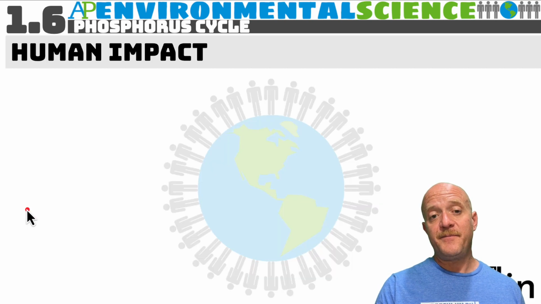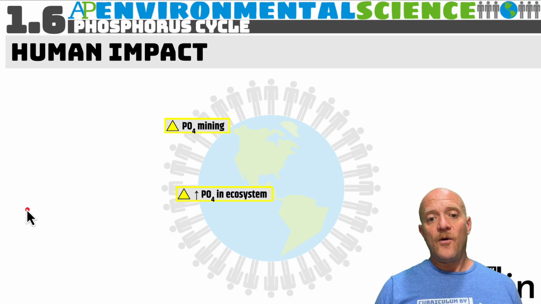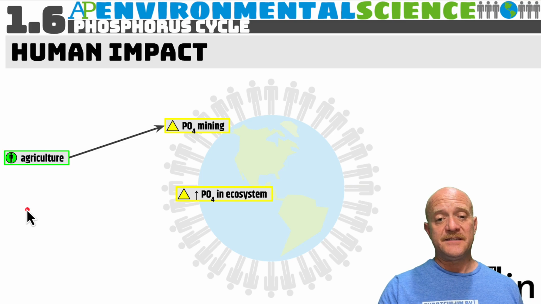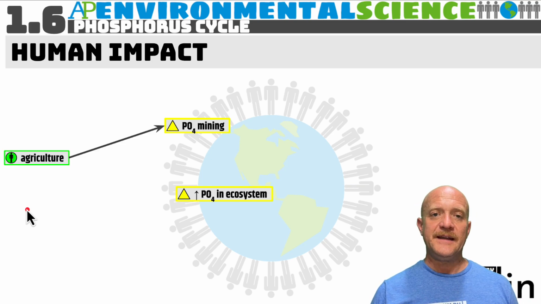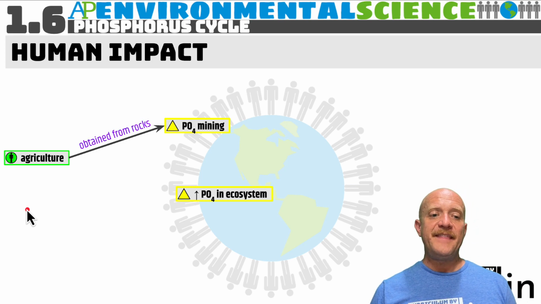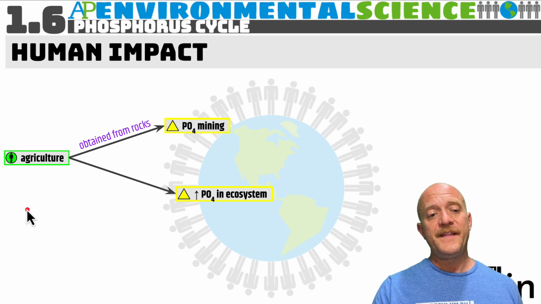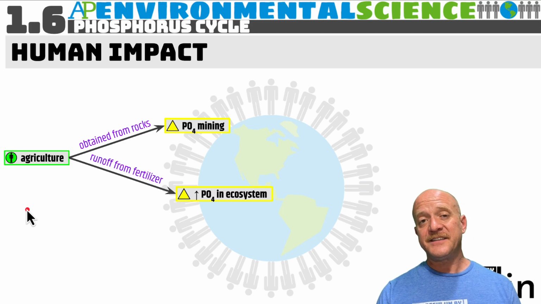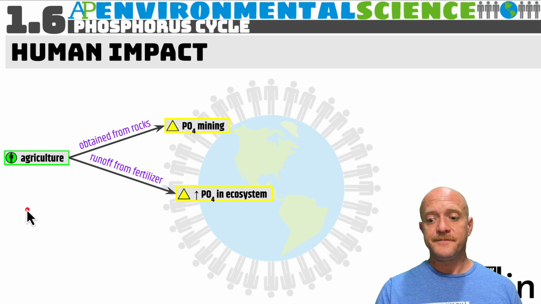Now, humans can have an impact on the phosphorus cycle. For example, when we're mining for phosphates or when we increase phosphates in the ecosystem. When we're mining for phosphates, we're really trying to get that for organic or inorganic fertilizers. And then that phosphate is obtained from the rocks. But also when that phosphate is used in agriculture, it can increase phosphate in the ecosystem. And this runoff occurs because not all the fertilizer has been absorbed.